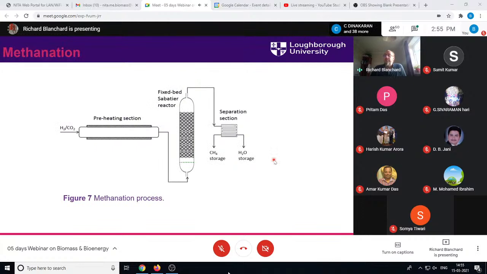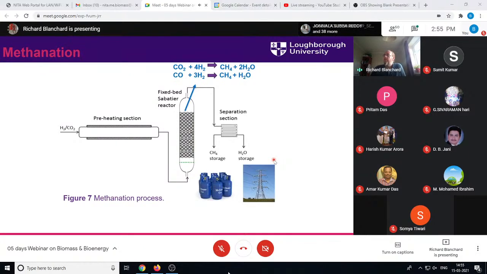And then methanation. In this process we take the syngas, it's heated, and then goes through another catalytic reactor to produce methane, and water is also being produced here. These are the main reactions which take place: carbon dioxide and hydrogen, carbon monoxide and hydrogen, producing methane and water. So water is being produced, but again, what we want is methane gas. Any unreacted gas will then be combusted to produce electricity.